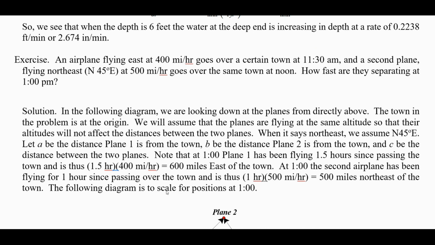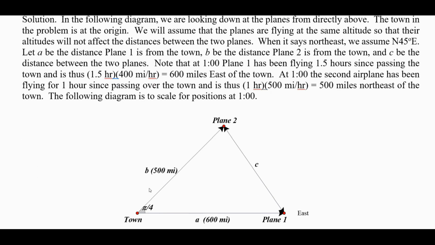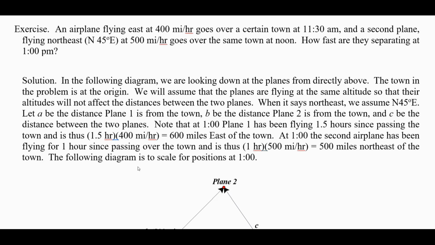So we're going to look at a diagram, and we're looking down at the planes from directly above. Here's the town over here, 45 degrees. It's actually 45 degrees from north, so it's actually 45 degrees this way. But that's also 45 degrees this way, which is pi over 4. And this plane is traveling at, let's see, how did we get it? Let's see, look here.